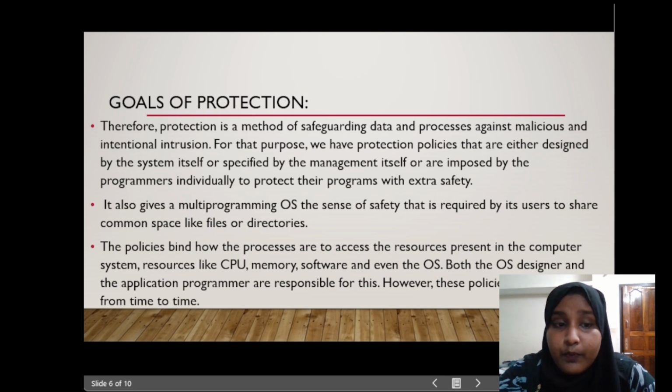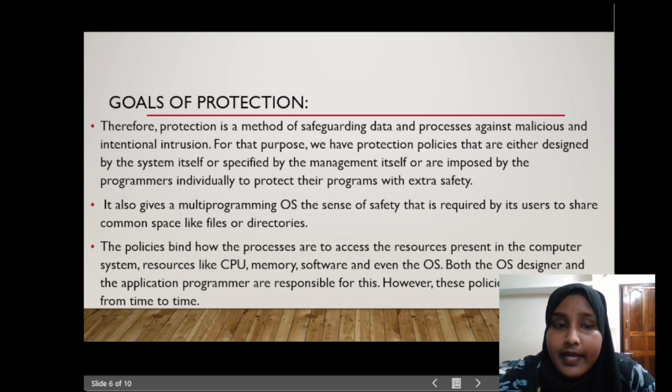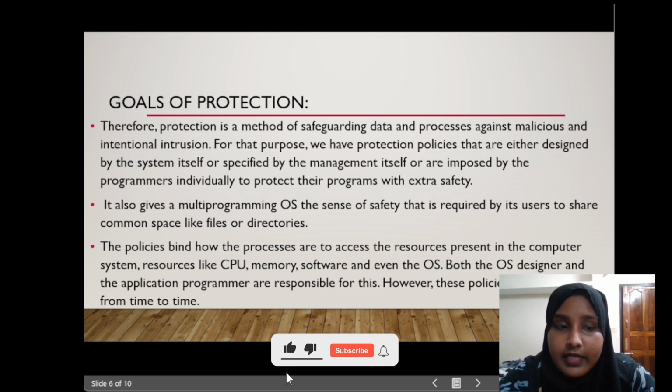To achieve this, protection policies are established. The policies may be built into the OS by its developers to ensure overall security, because they will be managed by the system itself. Then the programmer-imposed policies are set by individual developers to add extra protection to their programs. It also gives a multi-programming OS the sense of safety that is required by its users to share common spaces like files or directories.